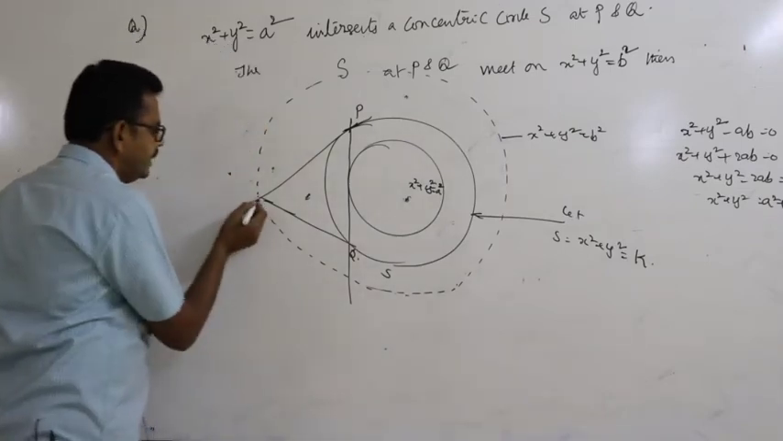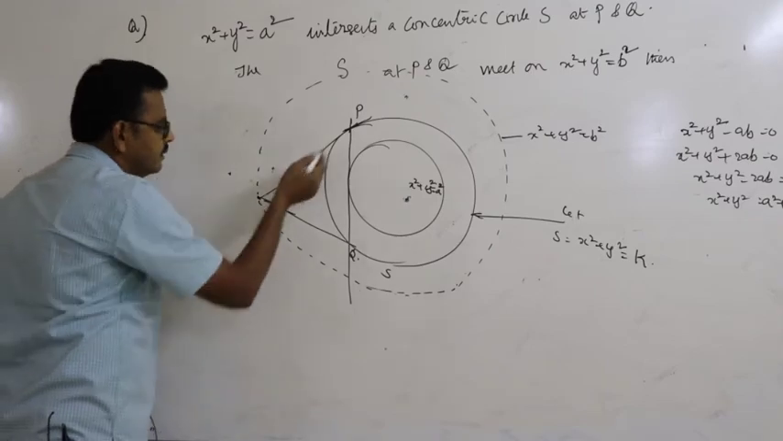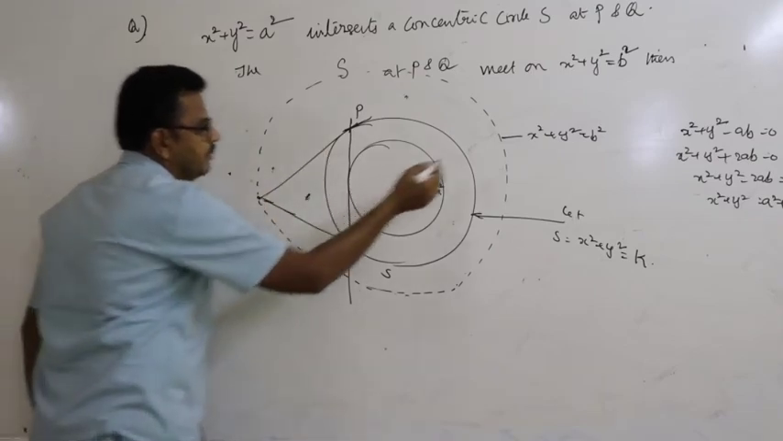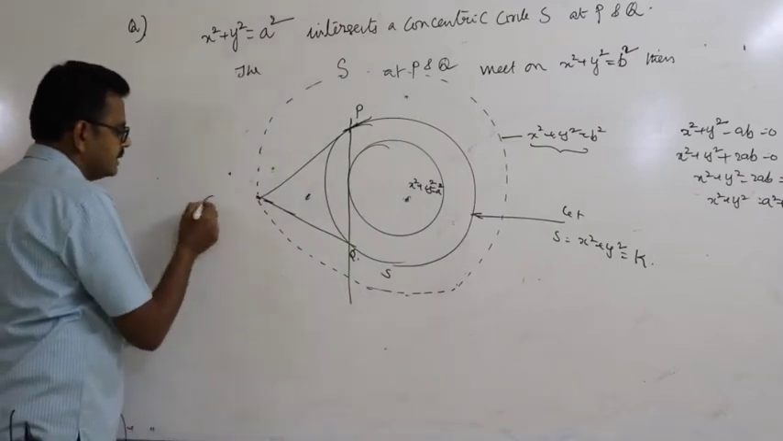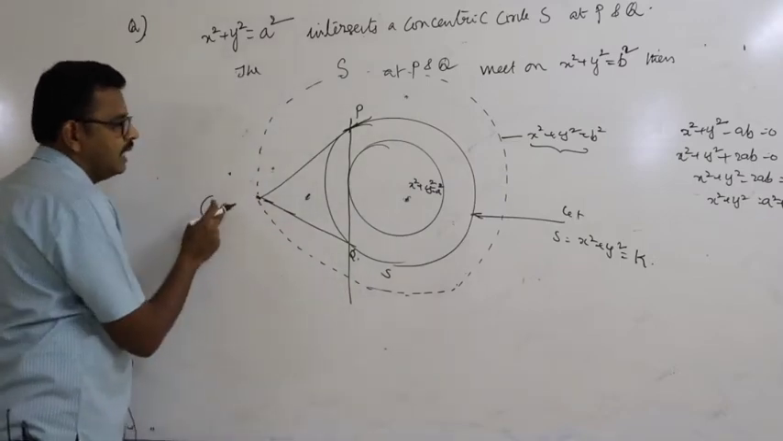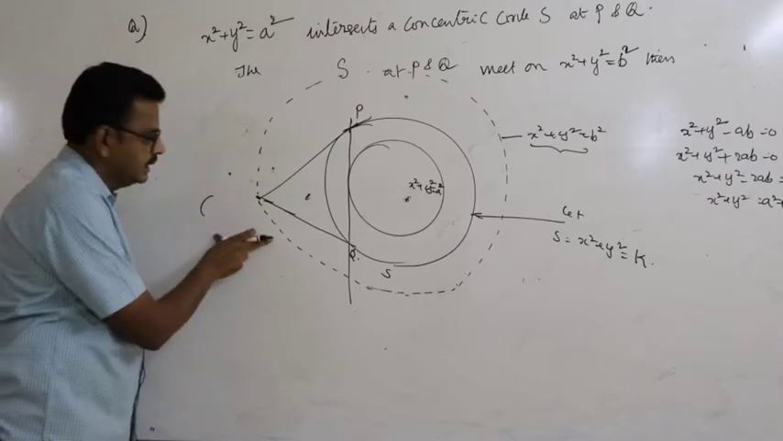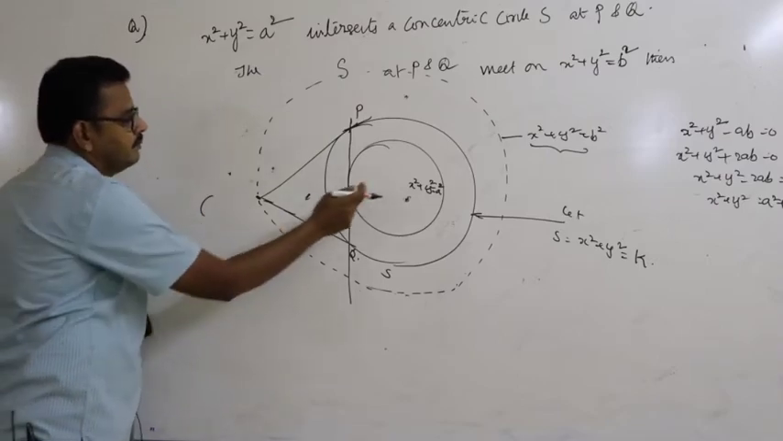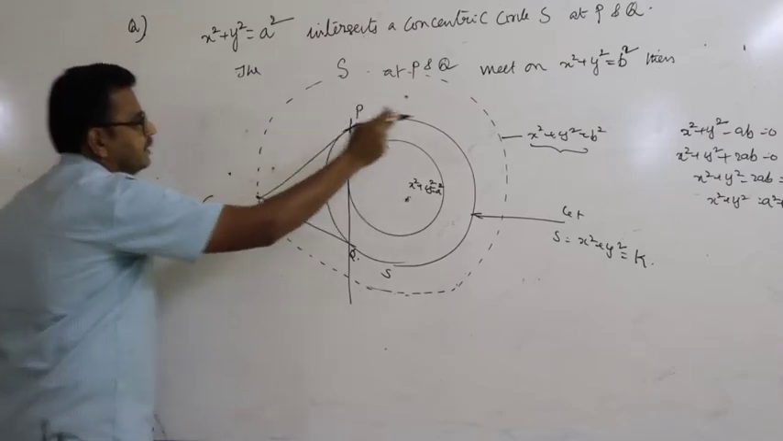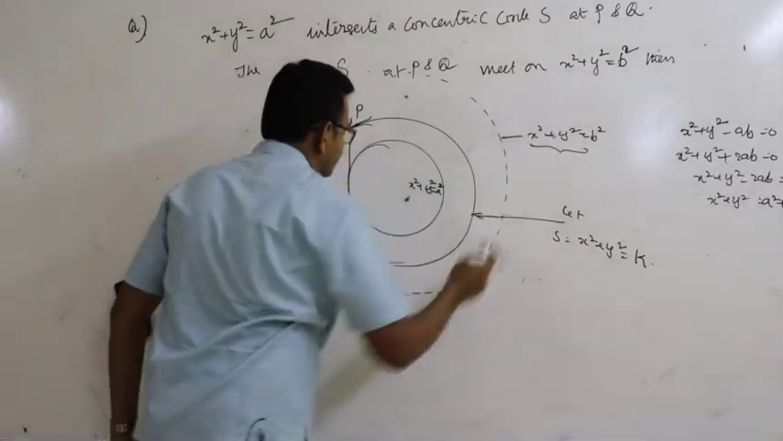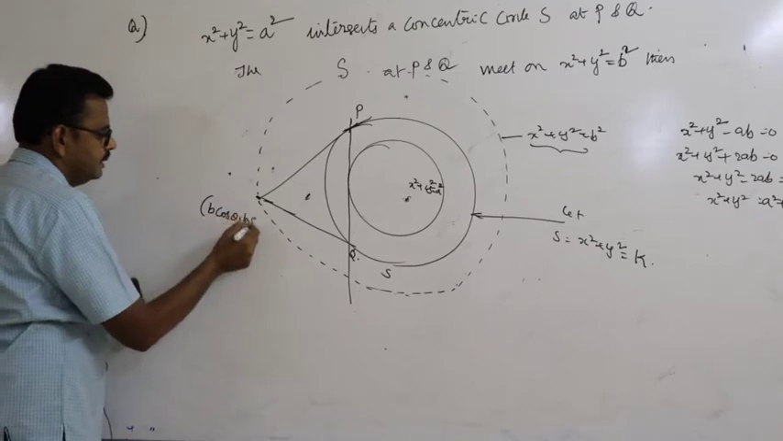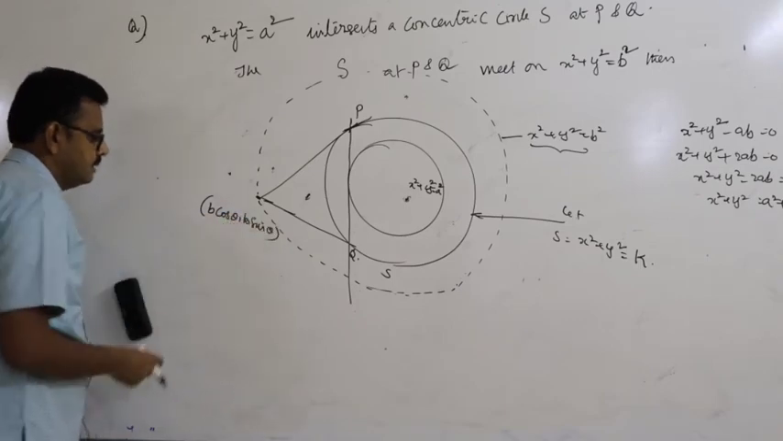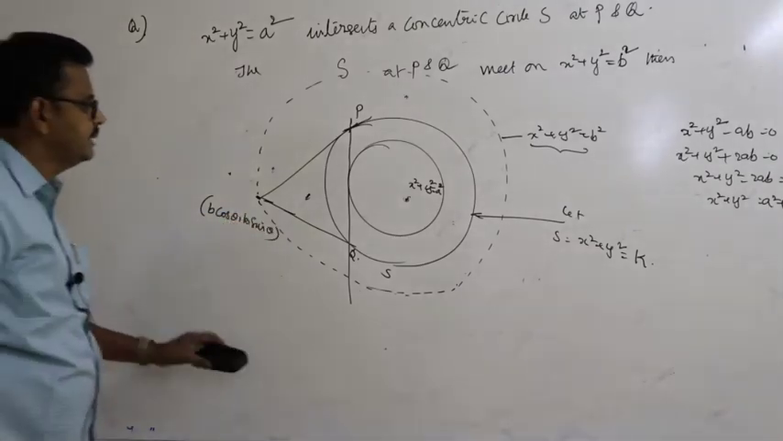Now this is the point on the circle where they intersect. So the parametric coordinates of the circle are a plus r cos theta, b plus r sin theta, where a comma b is the center of the circle, which is 0 comma 0, and the radius is b. So this is b cos theta comma b sin theta.